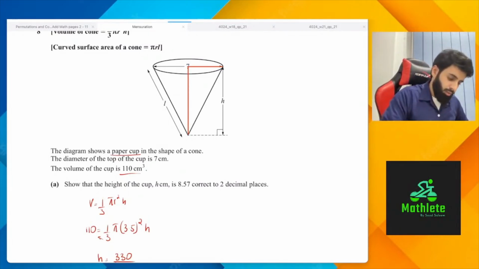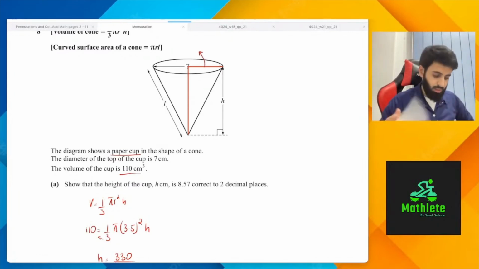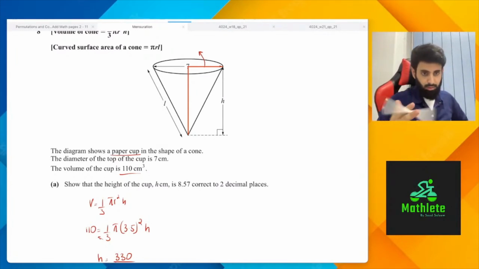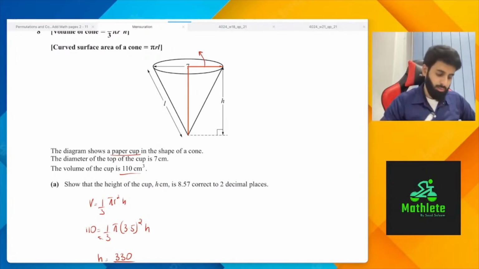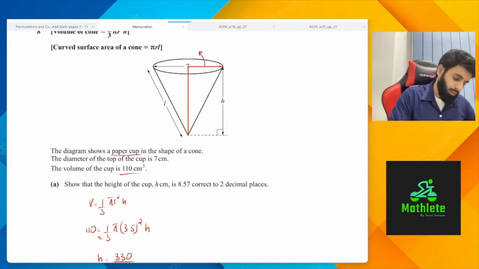So yeah, tell me how exactly am I going to find out the slant height, guys? Yes, we'll use Pythagoras theorem. Very good. Okay, so the radius is 3.5. The height we just worked out to be 8.57.